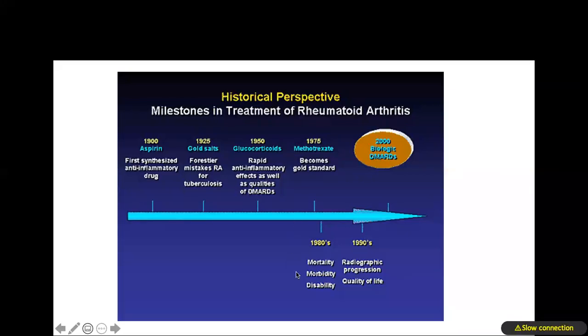And then we saw that people were dying and that there were a lot of radiographic changes. And then in the year 2000, and this is just a little before your ACR-EULAR criteria, biologic DMARDs came to play. What are the things that people are worried about with taking disease-modifying drugs?